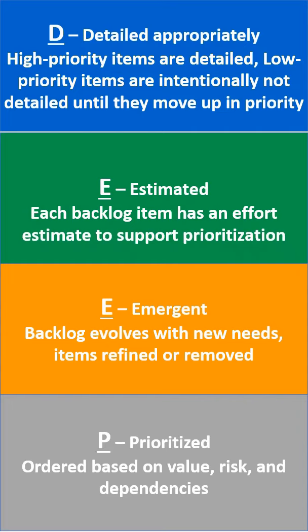Emergent means the backlog evolves with new needs and items are refined. So it's not like a backlog is ever final. The product owner and his or her team keep on working on the product backlog while the team develops the high priority items in the sprint cycles. P means the items in the product backlog are prioritized. They are ordered based on value, risk, and dependencies.